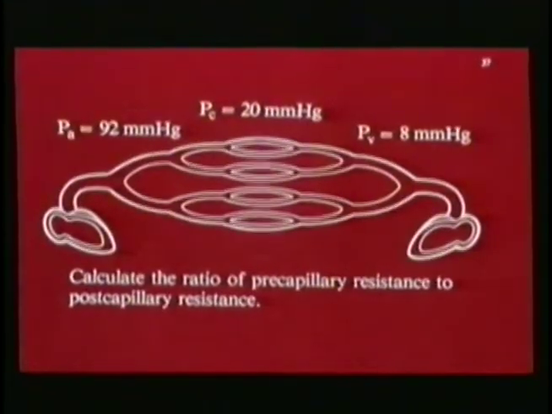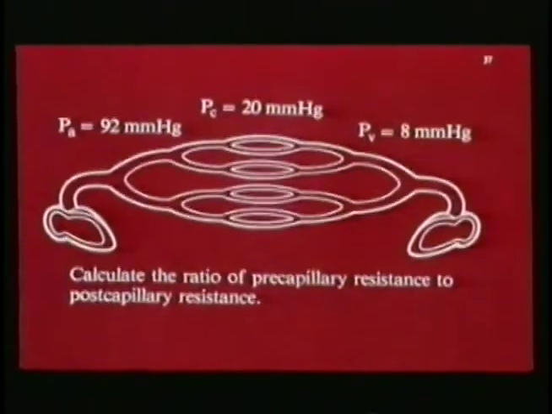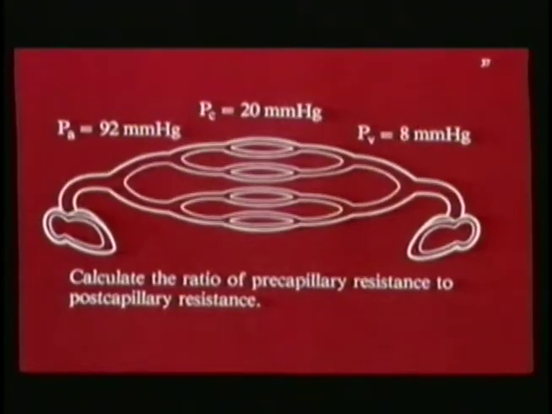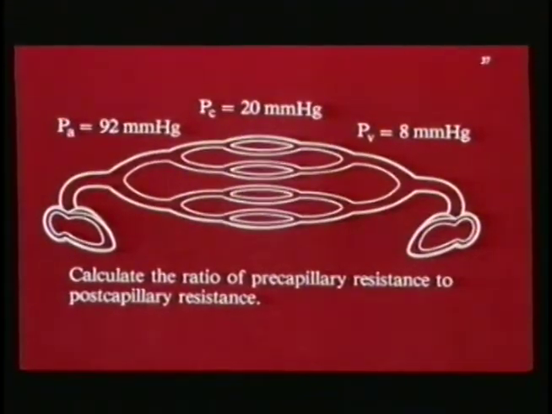37. Given these pressure values for the circulation through an organ, calculate the ratio of precapillary resistance to postcapillary resistance in the organ. 38. Precapillary resistance is equal to the ratio of the precapillary pressure drop of 72 millimeters mercury to the total volumetric flow. Postcapillary resistance is equal to the ratio of the postcapillary pressure drop of 12 millimeters mercury to the total volumetric flow. Therefore, the ratio of pre to postcapillary resistances is 6.